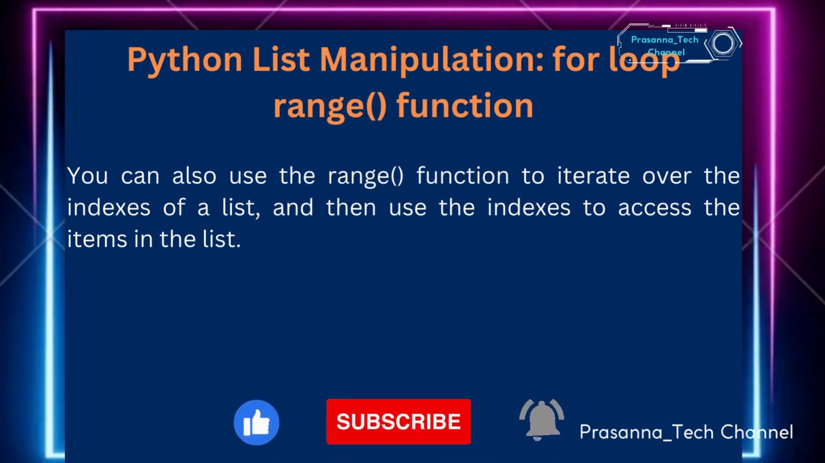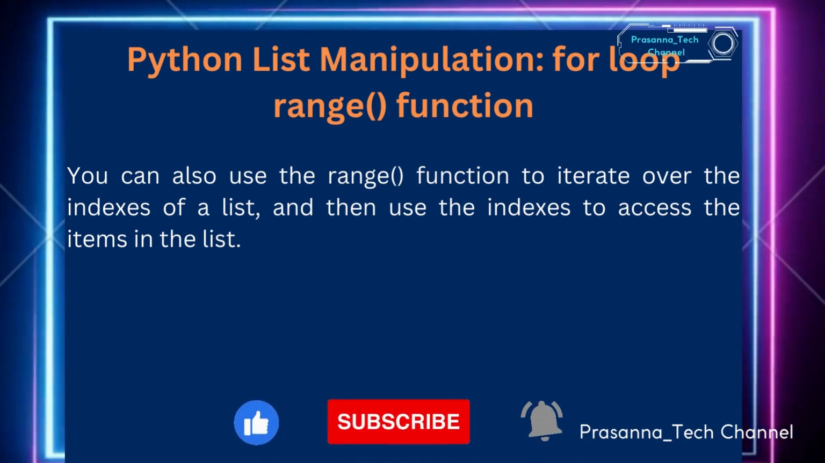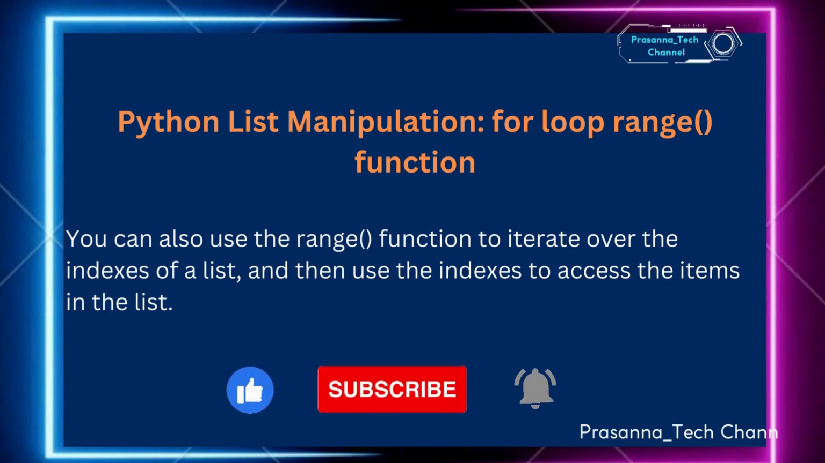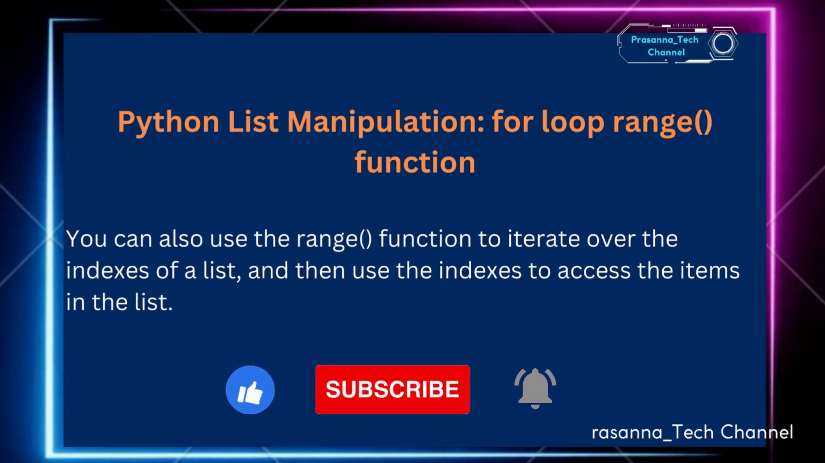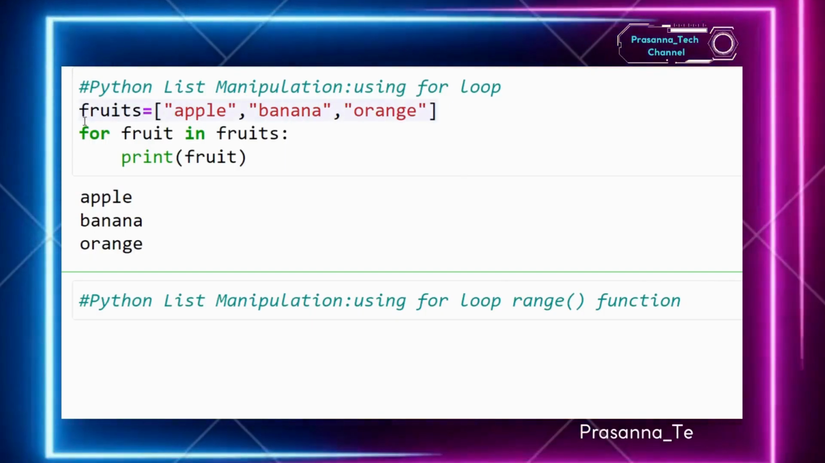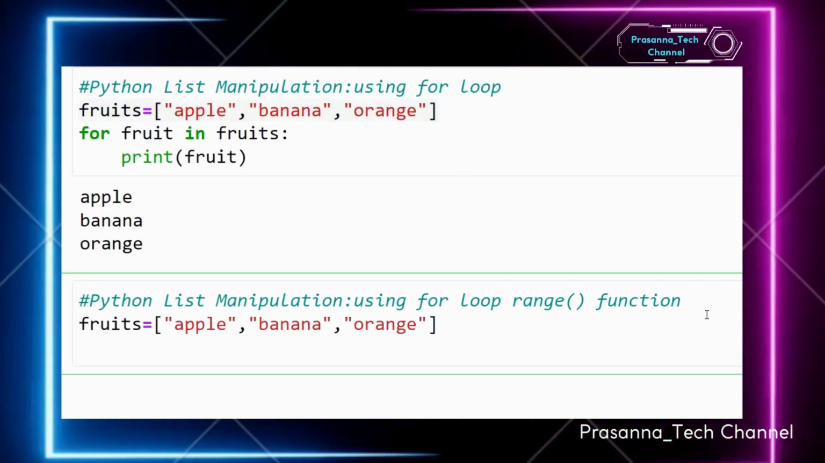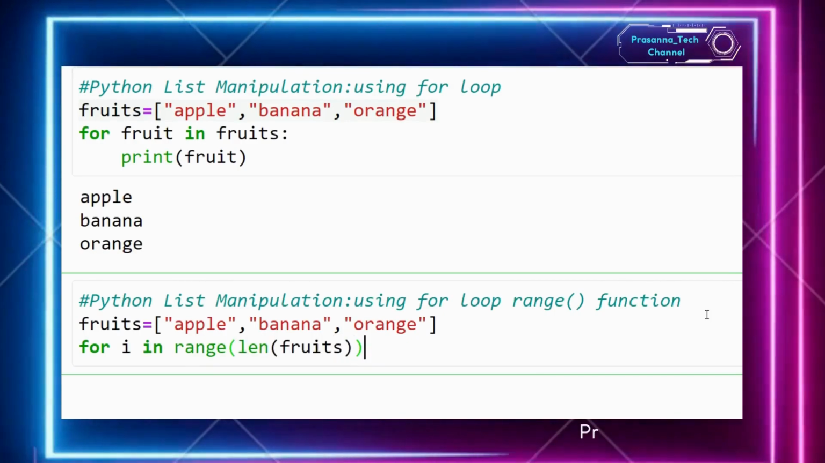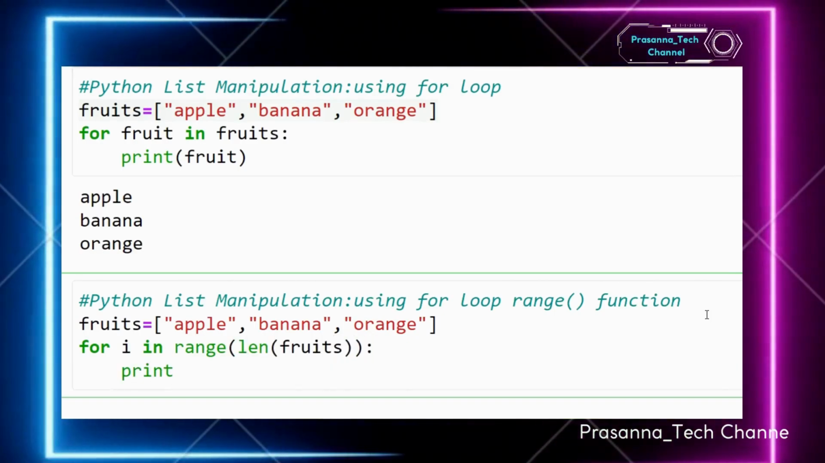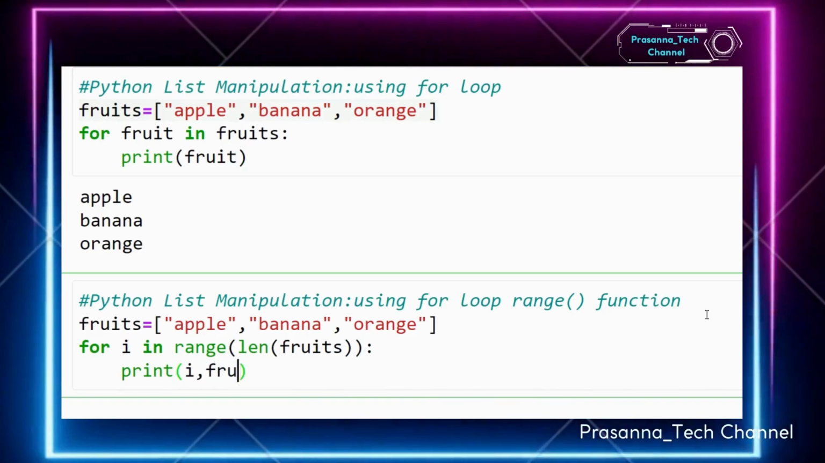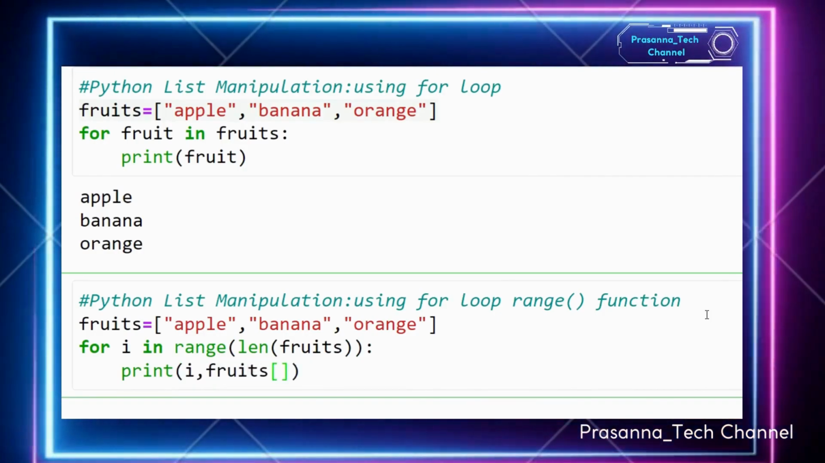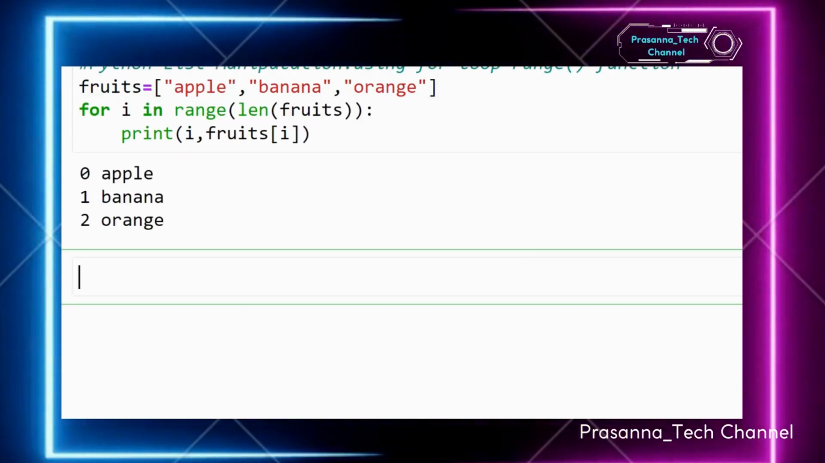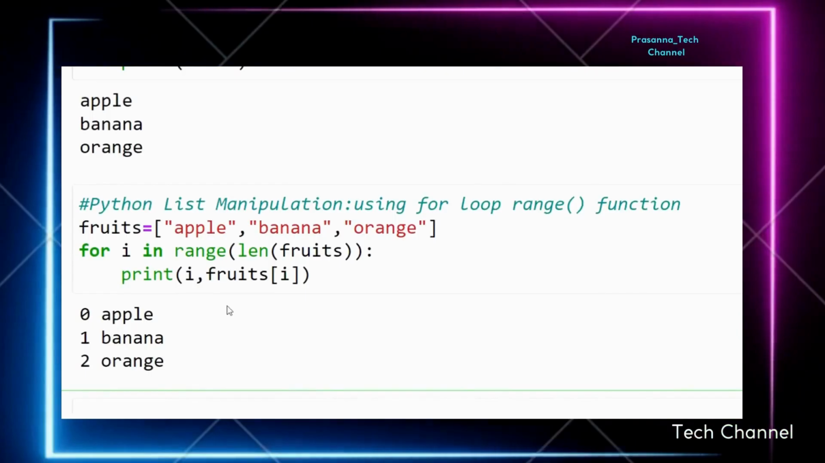You can also use the range function to iterate over the indexes of a list and then use the indexes to access the items in the list. Let's take an example. I'm using the same example. fruits = ["apple", "banana", "orange"]. for i in range(len(fruits)): print(i, fruits[i]). When I run this, it is going to show the result: index 0 position is apple, index 1 position is banana, index 2 position is orange.